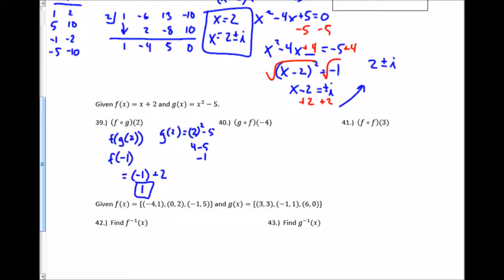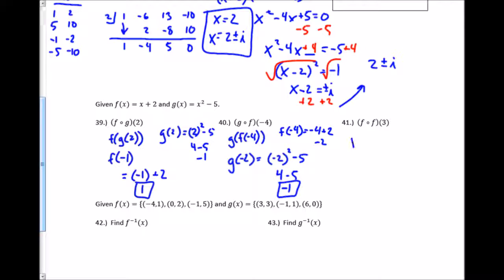And I do the same thing with the next one. This time I'm doing g of f of negative 4. So I plug the negative 4 into the f function, negative 4 plus 2, which is a negative 2. And now I'm doing g of negative 2, which means I'm plugging that into the g function, which is going to give me a 4 minus 5, which is a negative 1, and that's it.